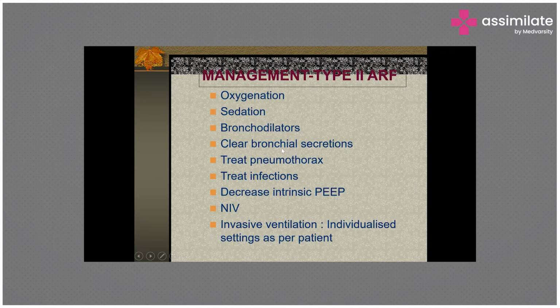Bronchial secretions can be taken care of by respiratory exercises and postural drainage. If there is pneumothorax, which is a cause of type 2 respiratory failure, it has to be treated immediately because it can be life-threatening, especially if it is tension pneumothorax; needle thoracostomy or ICD insertion should be done.